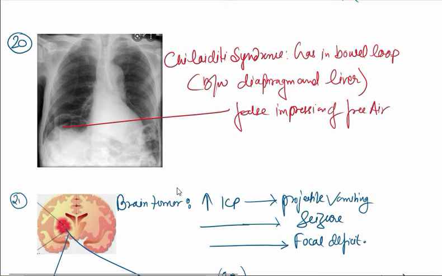Next, what is this? Air under the diaphragm. But wait, this is Chilaiditi syndrome, and here we can see the air is inside a bowel loop, and this bowel loop is in between the diaphragm and liver. So this is giving a false impression of free air.